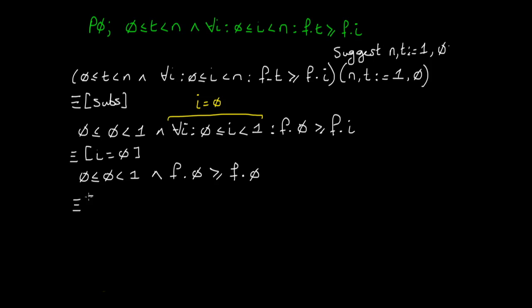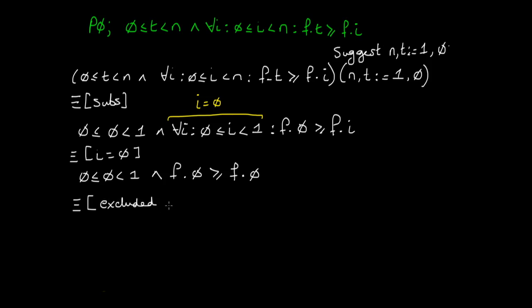So when we look at what we've got left, we've got 0 greater than or equal to 0 and 0 less than 1. So all of that's going to effectively come out as true. And then we have f dot 0 greater than or equal to f dot 0, and that's effectively going to come out as true. And this is using a number of different rules.